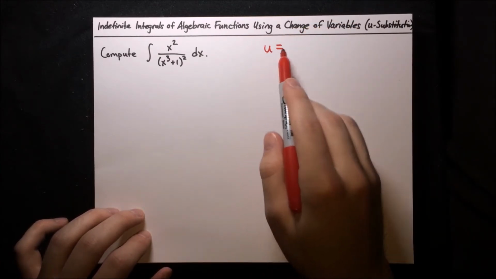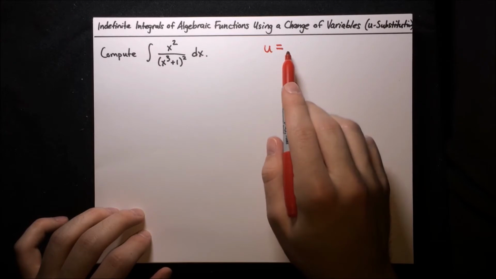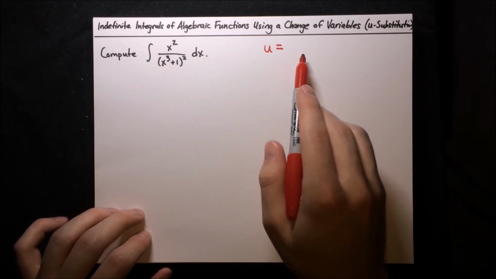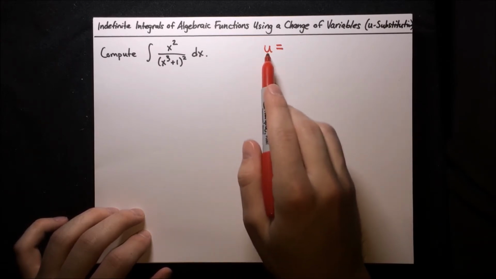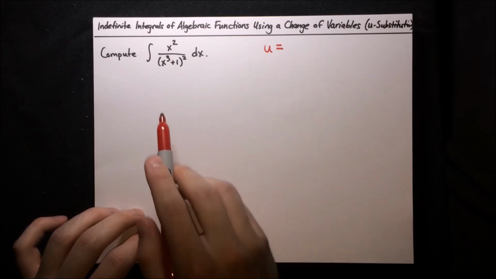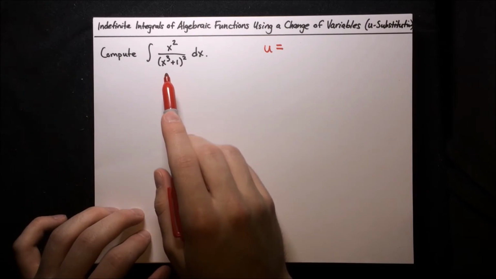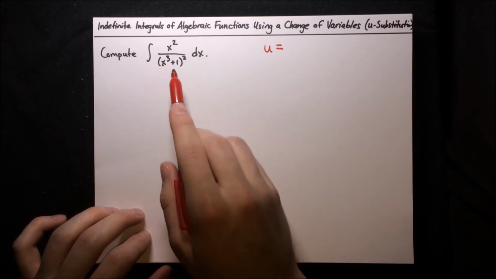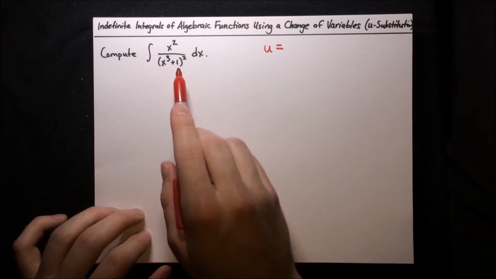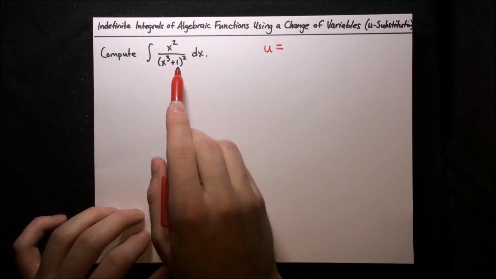So what is u going to be equal to? Well, again, we're looking for an expression of x that would be simplified by lumping it into a single variable and also whose derivative appears in the integral. And what jumps out at us initially is this denominator here, x cubed plus 1. That looks like it could be simplified by lumping it up into a single variable.